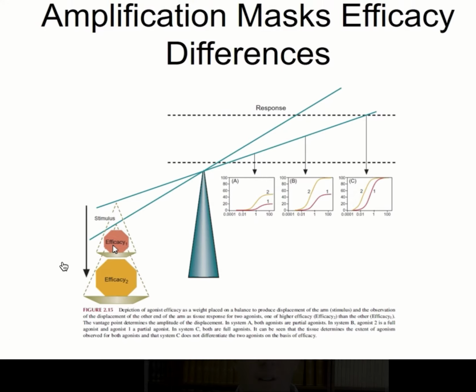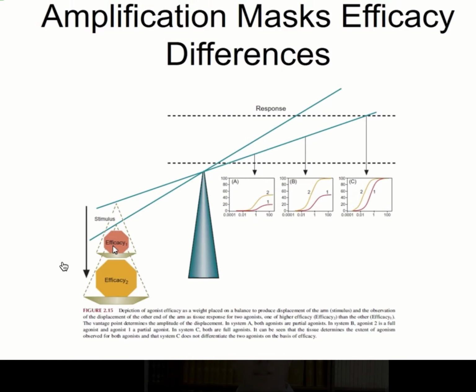Agonist 2 is heavier than agonist 1, and so it causes the lever to go higher. However, if we look so far down the cascade that both of them have reached the 100% response level, in that situation, we are not going to see differences in efficacy between them. That is the third graph here. Agonist 1 and agonist 2 both reach 100% response, but they have different potencies.